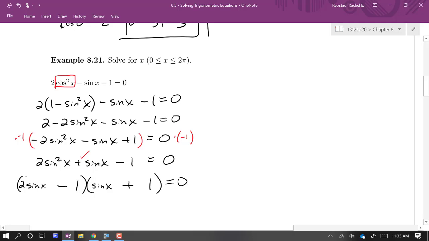So now I have a product that's set equal to 0. So we already know what to do in this situation. We learned about it when we were solving quadratics in the last semester. I'm going to set each factor equal to 0, so 2 sine x minus 1 equals 0, or sine x plus 1 equals 0. I'm going to just solve each one of these. I'll start with the first one.